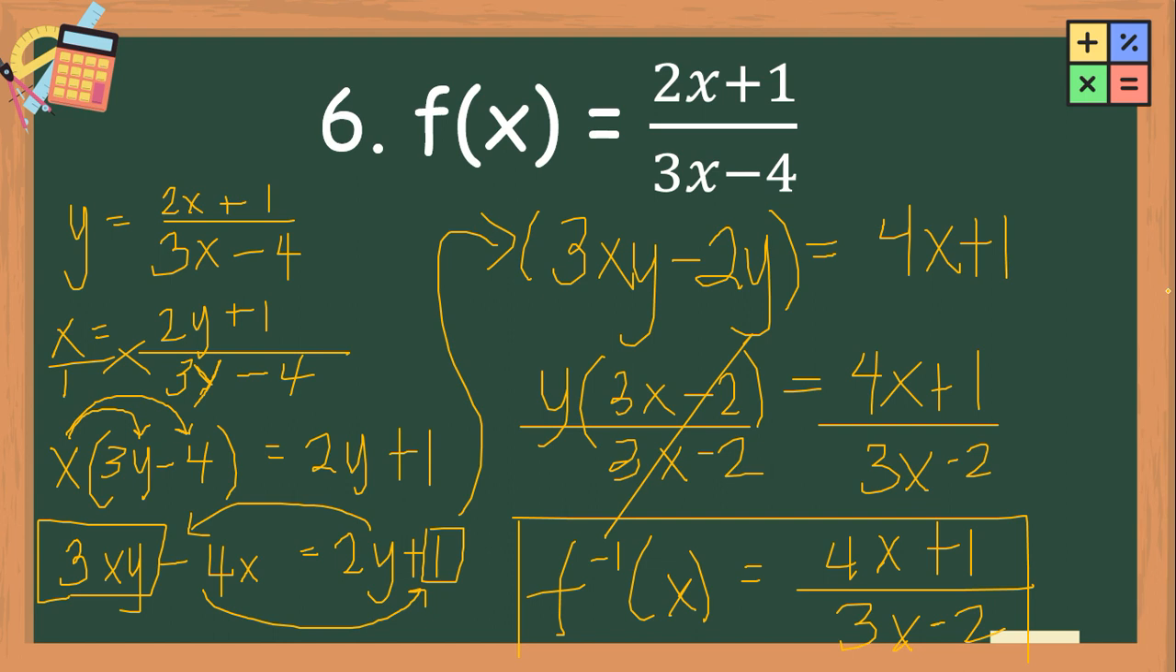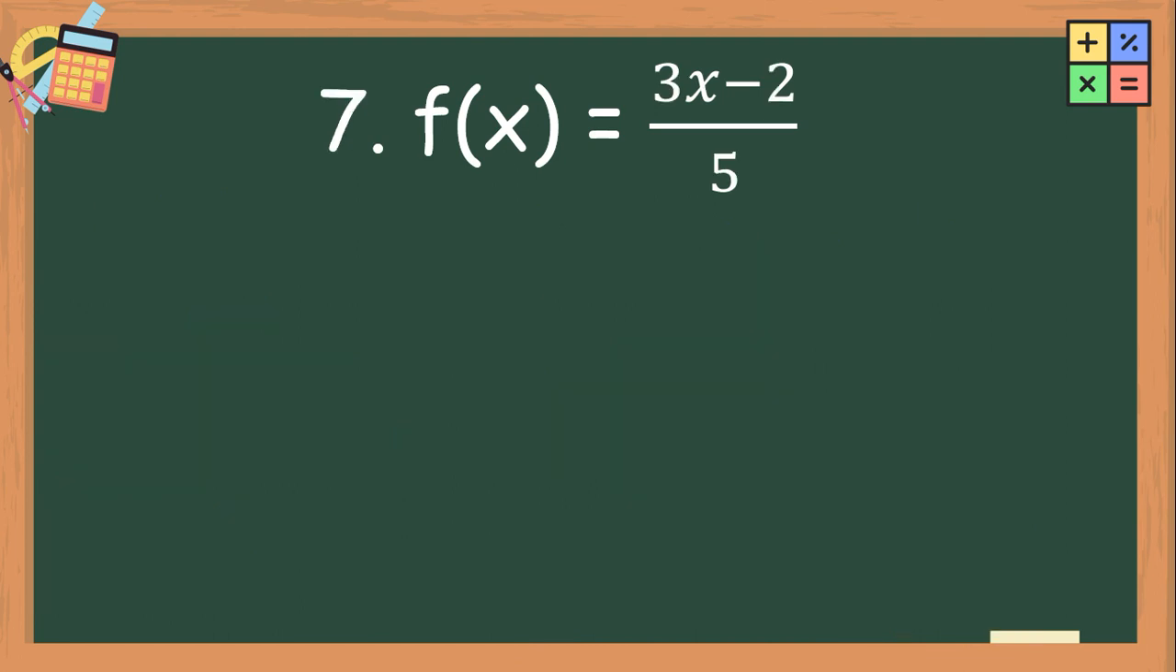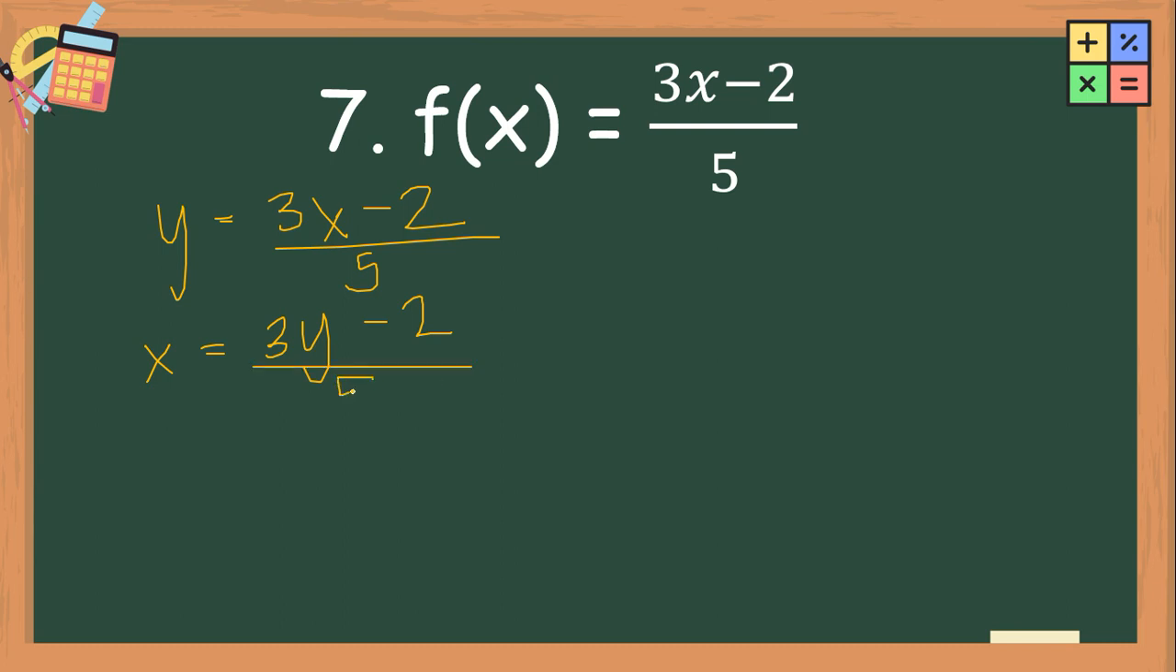Try natin si number 7. Okay, number 7 naman, another fraction. So, ganun lang din. Y is equal to 3x minus 2 all over 5. And x, interchange na natin. Magiging 3y minus 2 all over 5. Then x is all over 1.